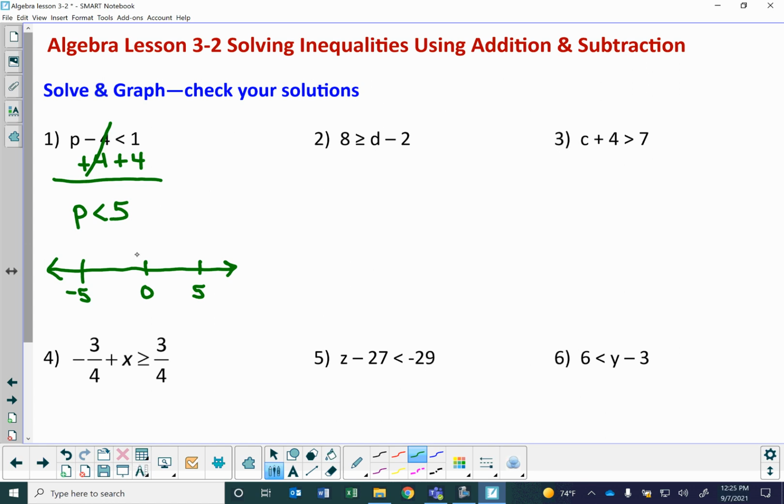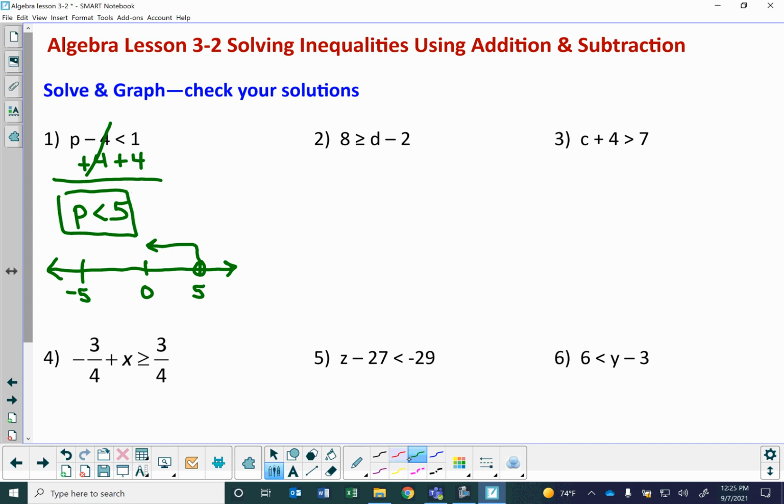You can't have -5 on the right and 5 on the left. Because we read a number line, it goes from smaller to bigger. The smaller numbers are on the left-hand side and the bigger numbers are on the right-hand side. So p is less than 5. I need an open circle at 5 and a line that goes off to my left. So this is the answer. This is the graph, and now I need to check it.